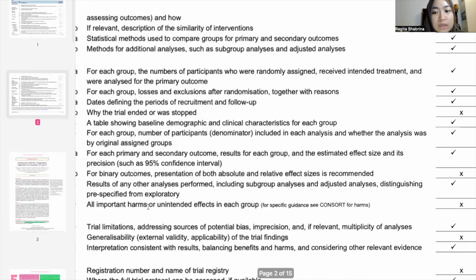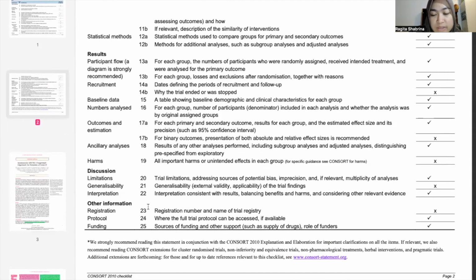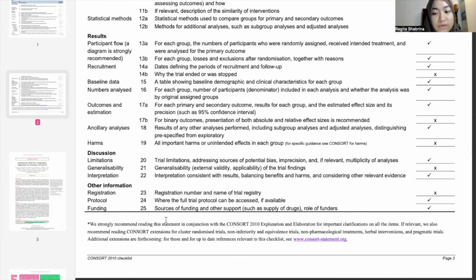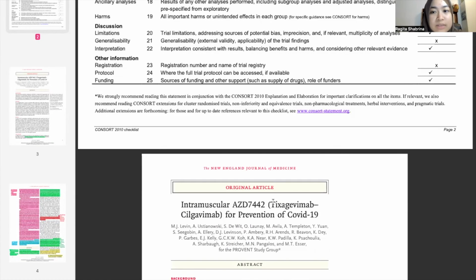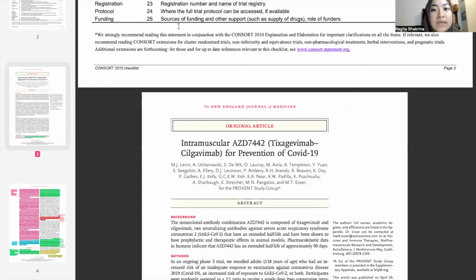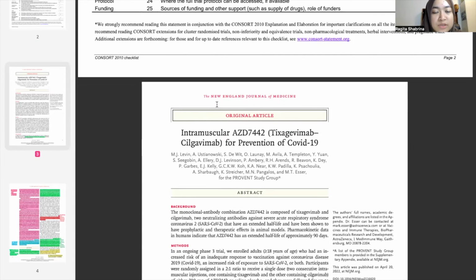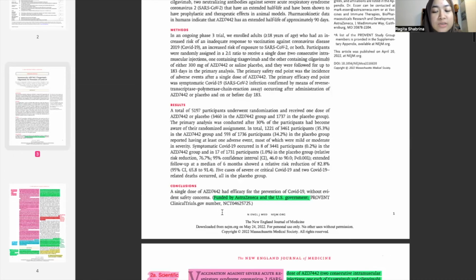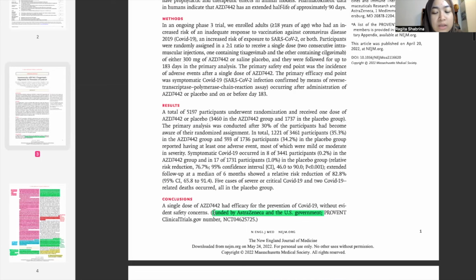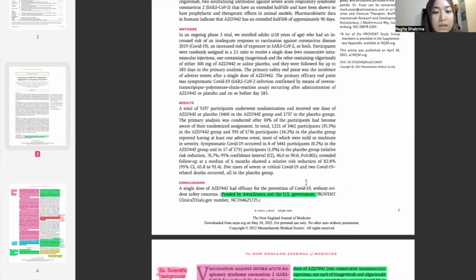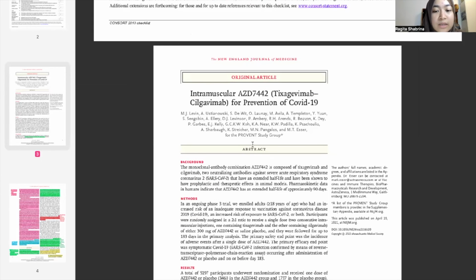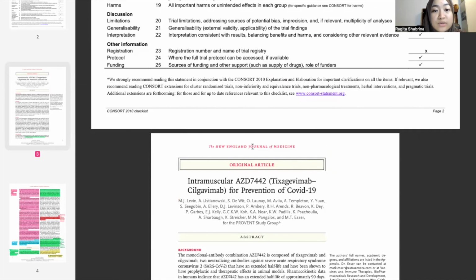And next, let's move to the next item. For 25, this is sources of funding and other support, such as supply of drugs, and role of funders. In 25, it shows sources of funding and other support. It is shown as funded by AstraZeneca and the US government. So this is the identification for the full text using the CONSORT checklist.